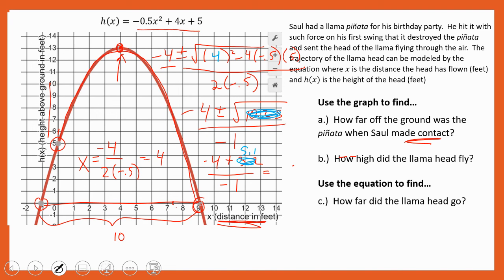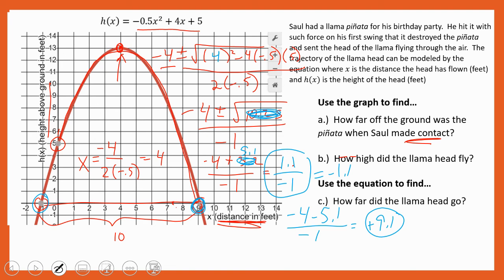So negative 4 plus 5.1 is 1.1 over negative 1. That's negative 1.1, which is back here. So that's right, but it's not one of my solutions because I can't go back in time. So I do negative 4 minus 5.1 over negative 1, which is negative 9.1 over negative 1, or positive 9.1. So even though it looks like it hits at 9, it's actually at 9.1 because they told you to use the equation. Again, be careful plugging in numbers. You see where I made a mistake; you just have to make sure your answer makes sense and know what you're looking for.